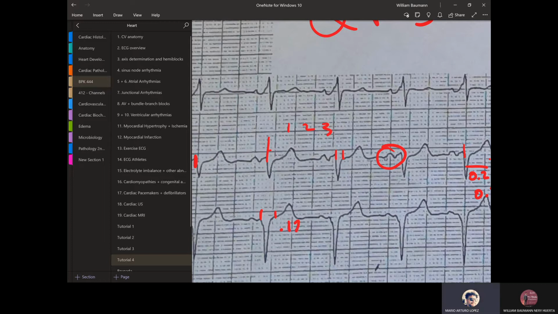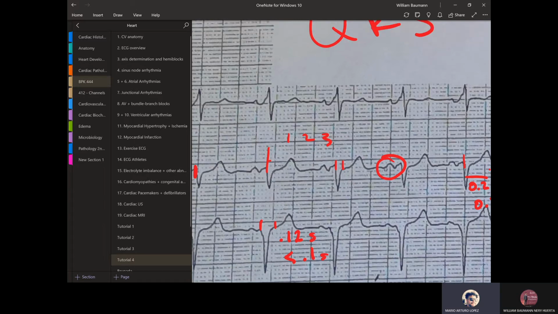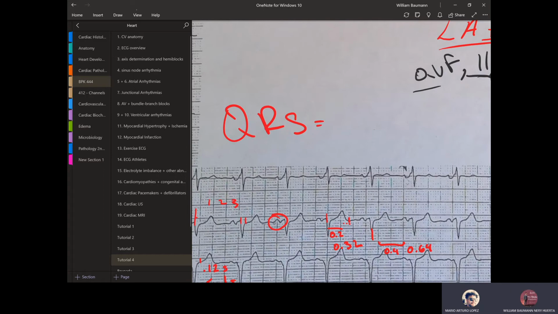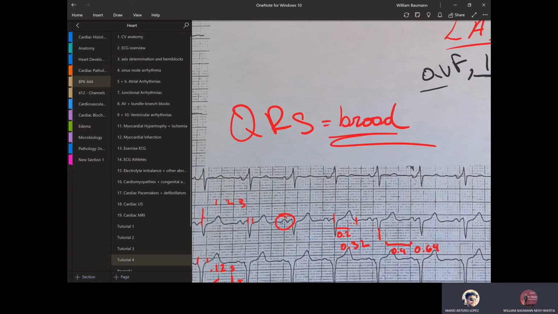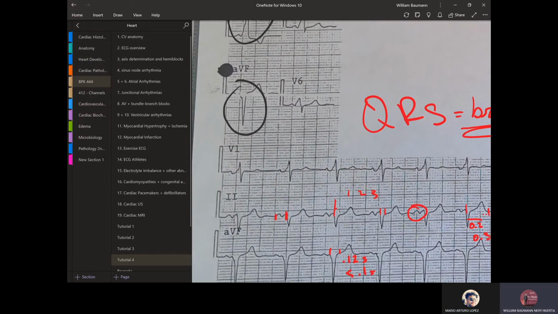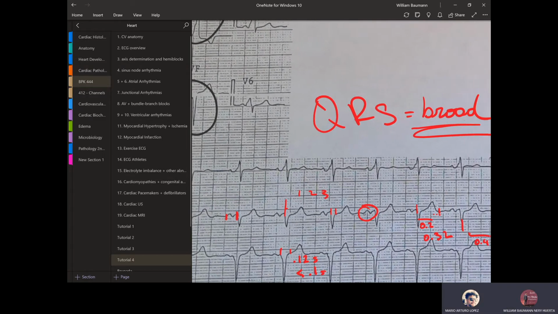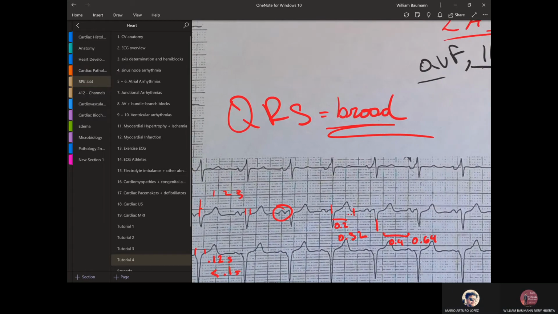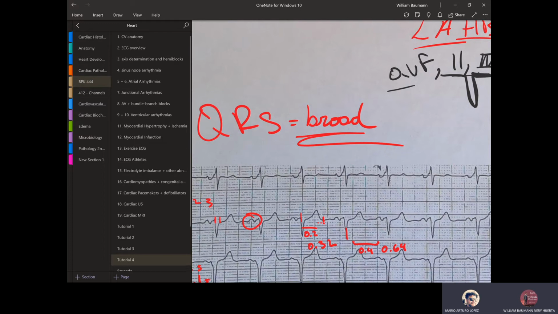0.12 seconds. And what is our QRS complex normally supposed to be? Less than how much? Less than 0.12? Less than 0.1. Oh, less than 0.1. Okay, QRS less than 0.1. So this is definitely wide, right? Yeah. So we have a broad QRS. Yes. A lot of things can explain a broad QRS. We do see it being consistent, all right, throughout the whole thing.